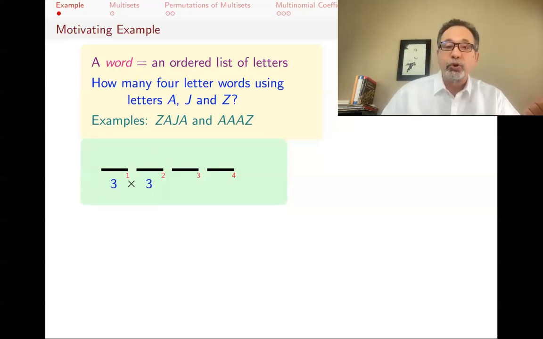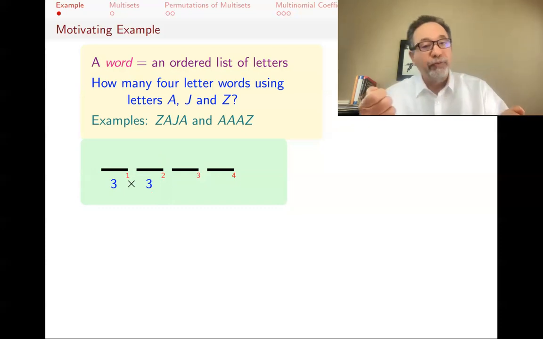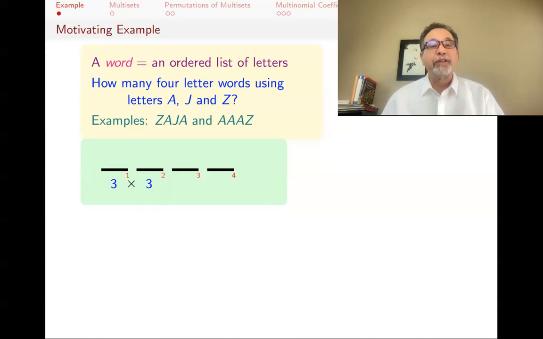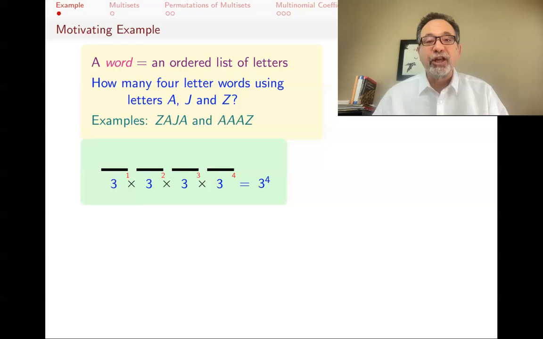For every one of those choices that you made for the first spot, you have one of three choices to make for the second spot. So that's 3 times 3, 9 so far. And the same thing is true, you have three choices for the third spot and another three for the fourth spot. And so altogether, you will have 3 to the fourth, 81 choices. So 81 four-letter words using the letters A, J, and Z.